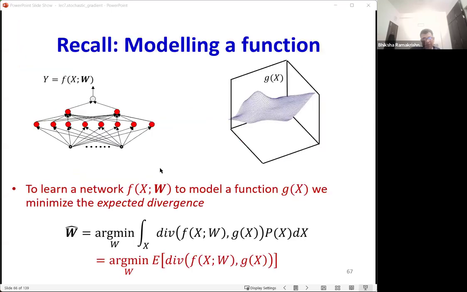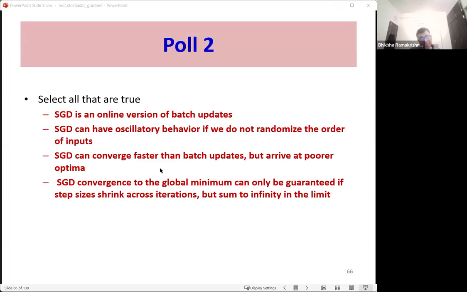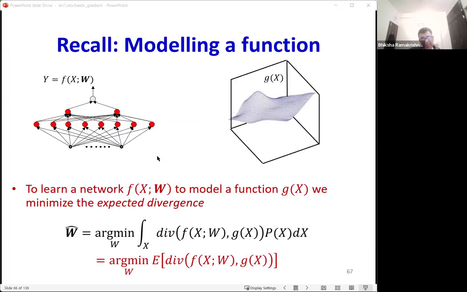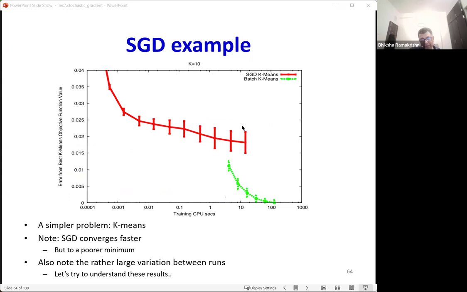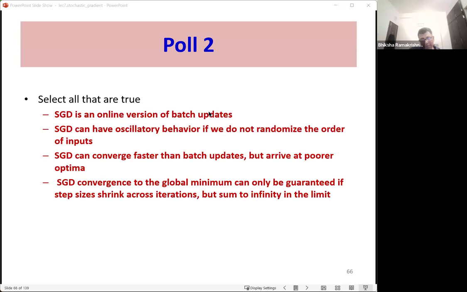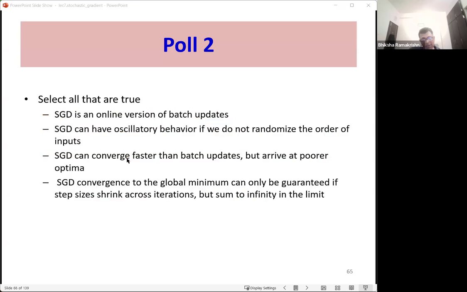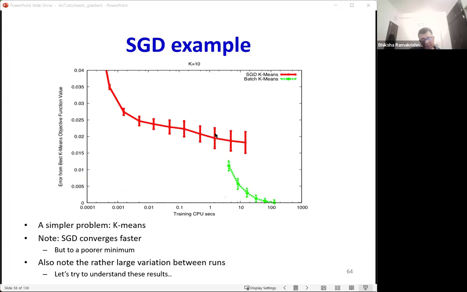So let's try to understand why you see this kind of behavior, why we have this wild variance, and why that can result in poor estimates, right? Look at this. This converges much faster. It just converges to a poorer minimum, right, Delphine?